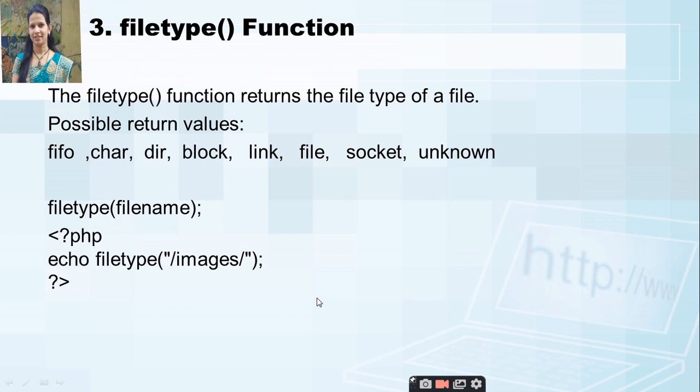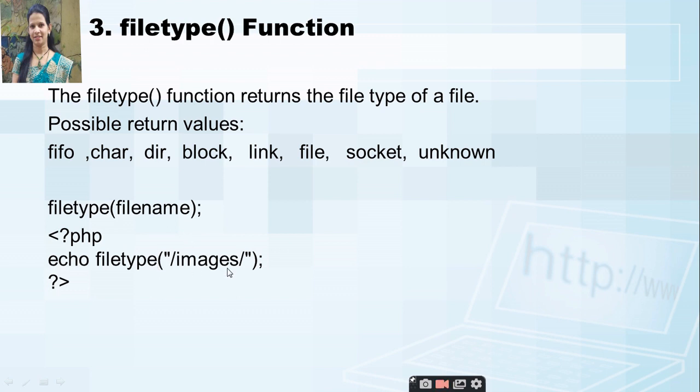Next, the third function is the filetype function. It returns the file type of a specified file or directory. This function returns one of the seven possible types: either fifo, char, dir, block, link, file, or socket. The syntax for this is filetype, and inside the brackets write the file name.